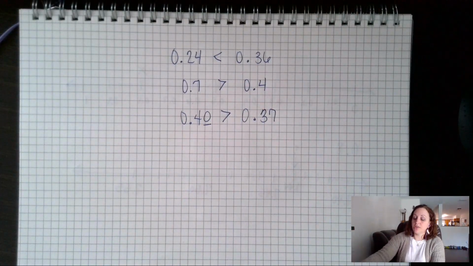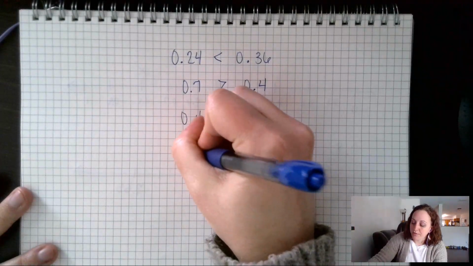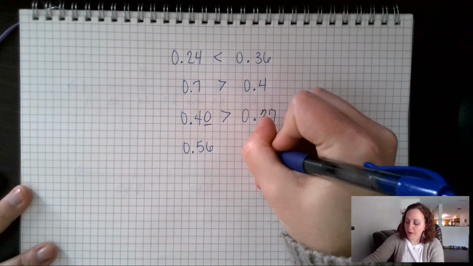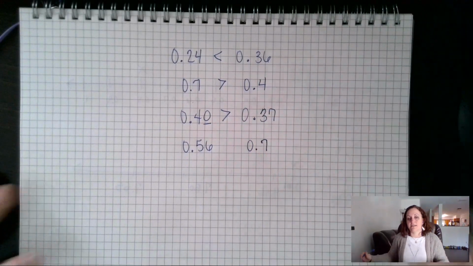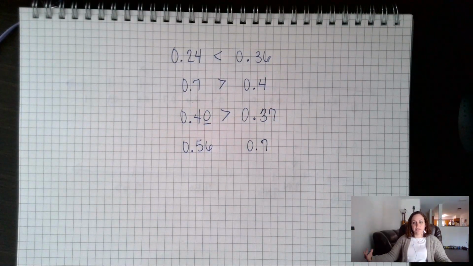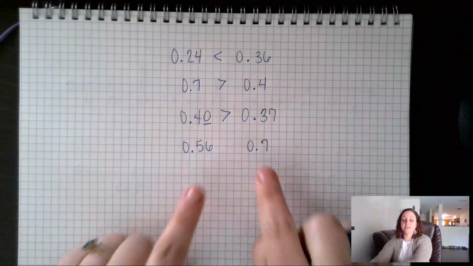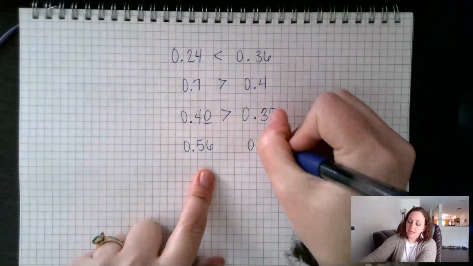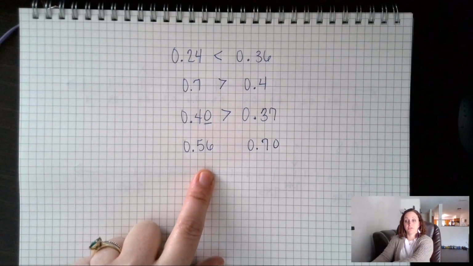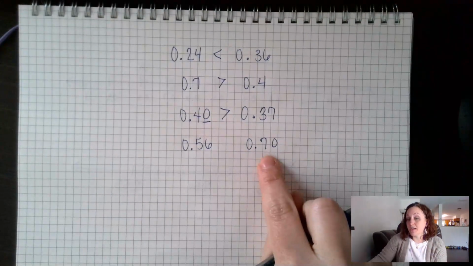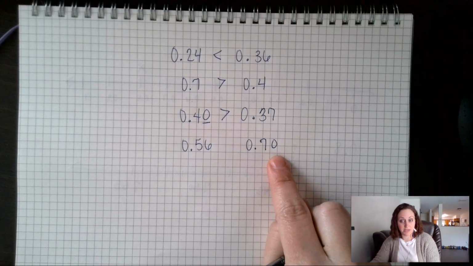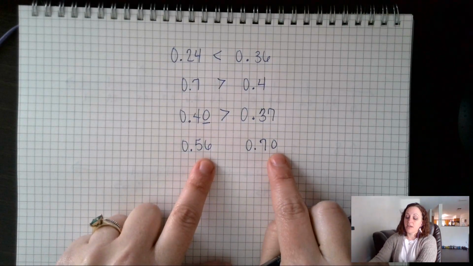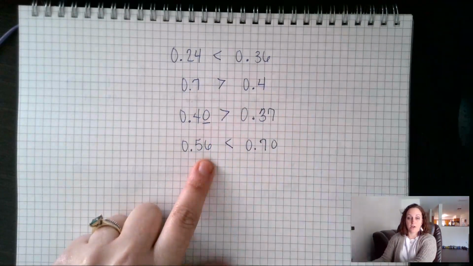All right, let me do another example. Let's say I have 56 hundredths, and let's say that I have 7 tenths. 56 hundredths and 7 tenths. The first thing I need to notice is there's not the same amount of digits after the decimal place. So I want to make there be the same amount of digits after the decimal place because 7 dimes is the same thing as 70 pennies. And now I'm comparing 56 cents to 70 cents. 70 cents is greater.